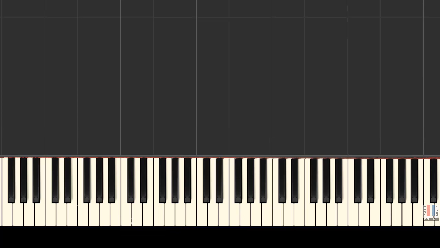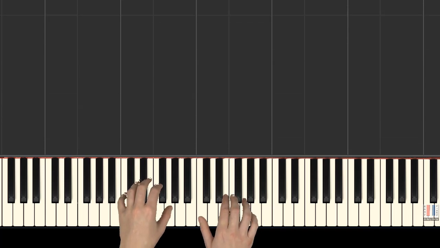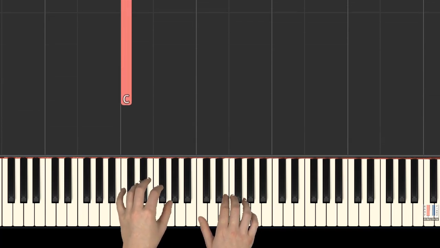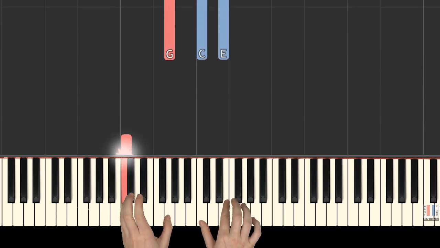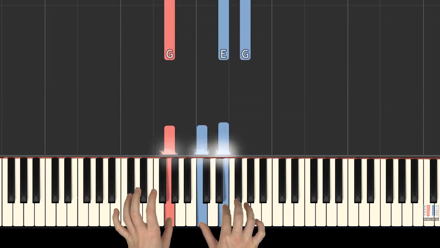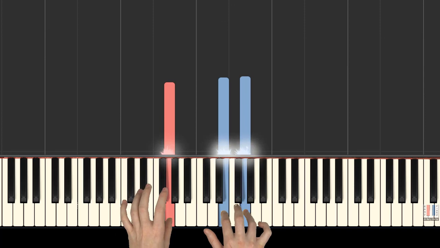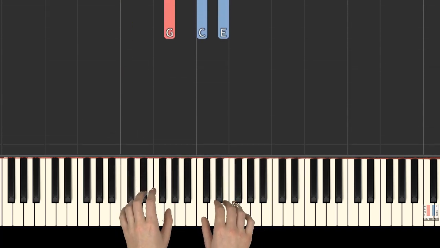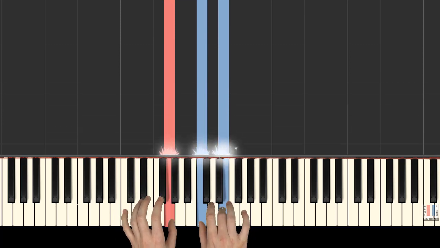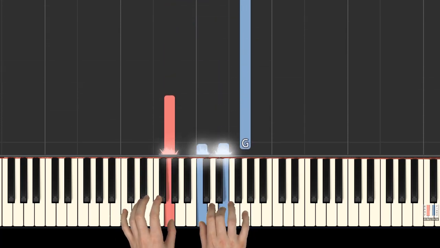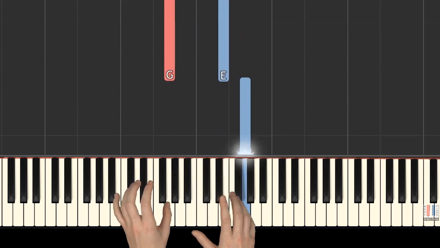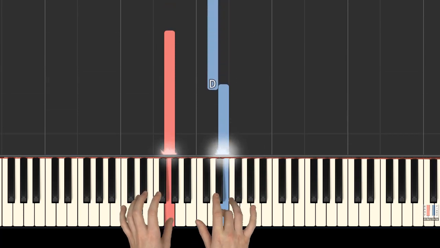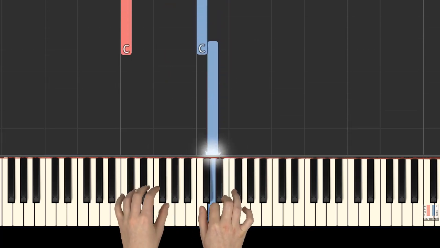We'll try hands together now. Left hand starts with 5th on C. Left hand C by itself, C. Now G, C and E together. Right hand 5th is on G, left hand G, right hand E together. Right hand D, together both hands play C.